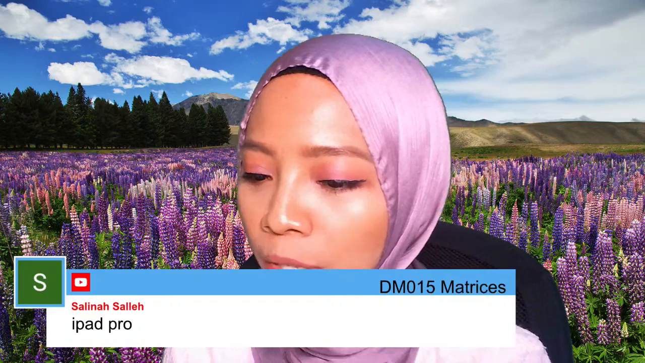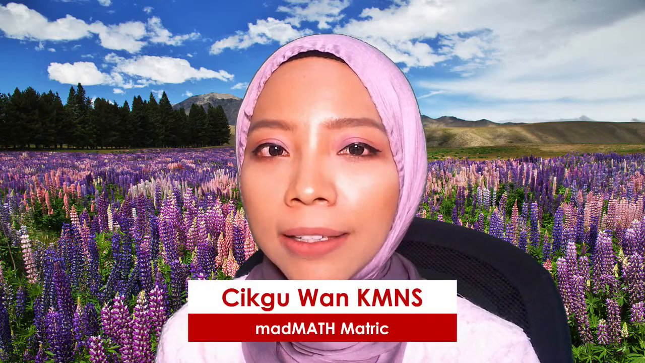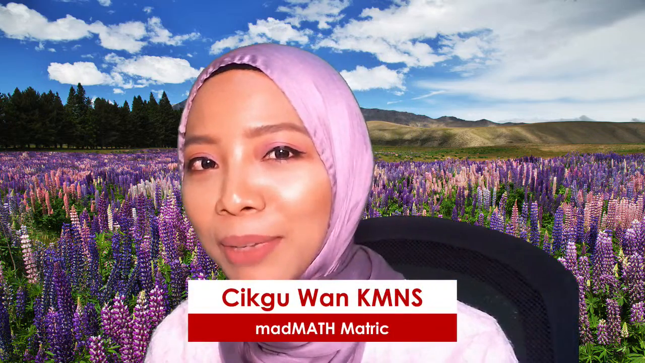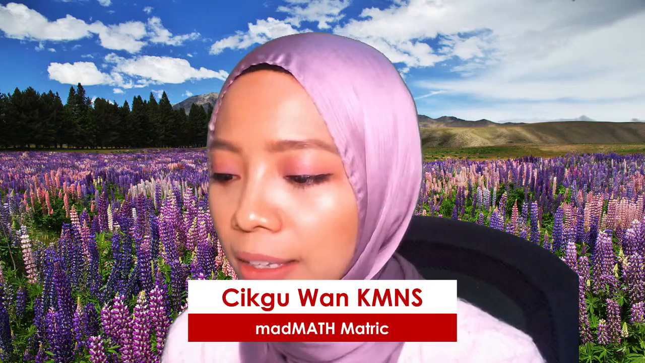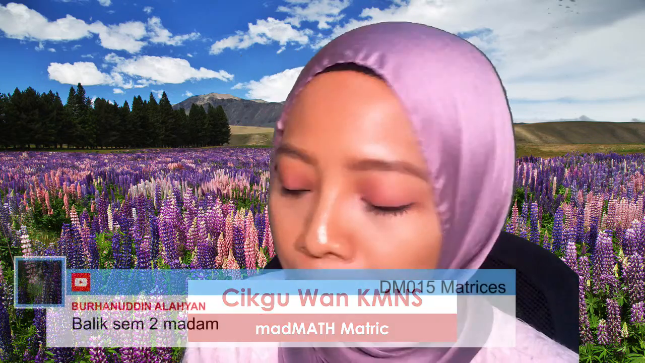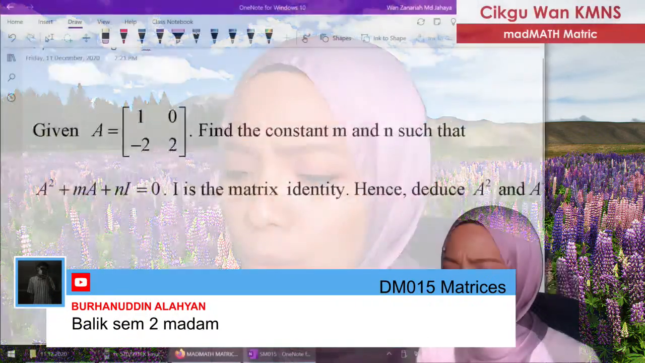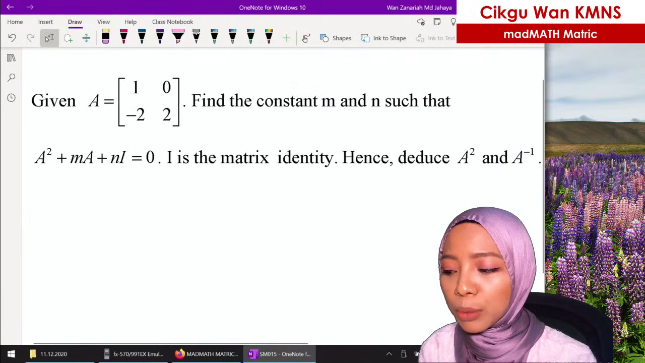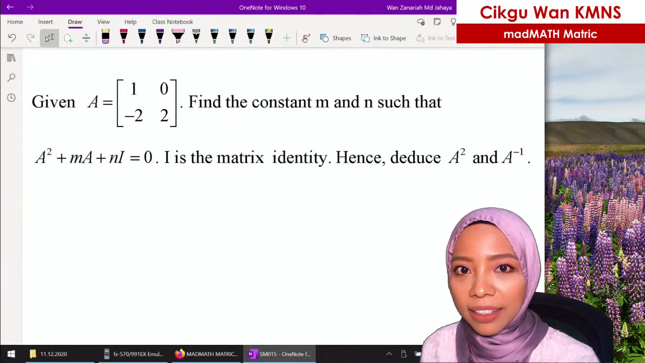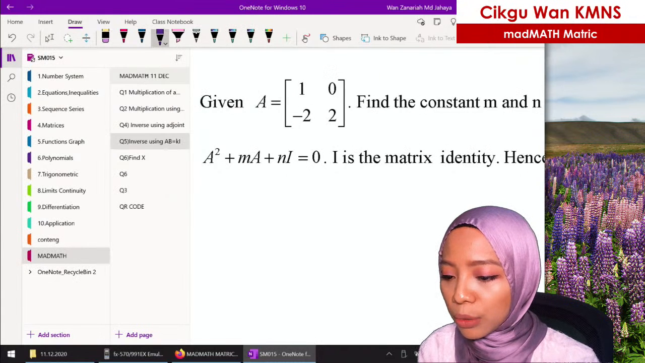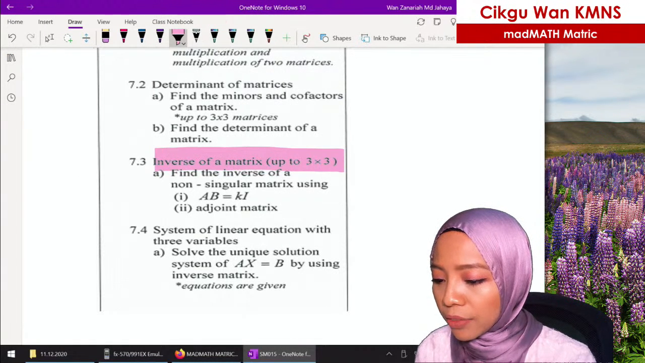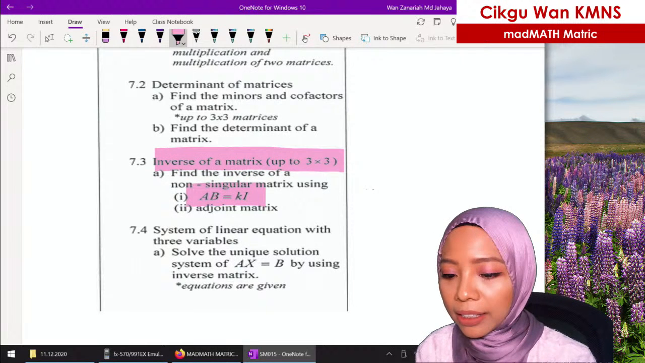Okay, kita continue. Question 5. Finding inverse. Given 1, 0, negative 2, 2. Find the constants M and N such that... ini semua dengar betul-betul, soalan ini masuk dekat dalam mana? Mari kita tengok balik learning outcome. Ini nombor berapa? Inverse of matrix. Find the inverse, AB equals to KI.